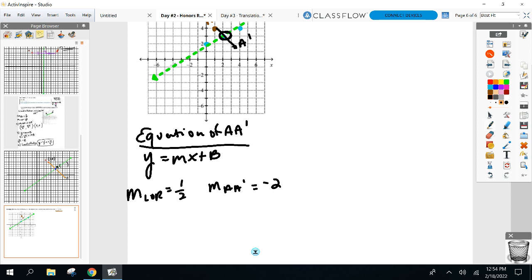What's the only other part I need now? What's the only other part I need? I got the m part down. The only part I'm missing is?